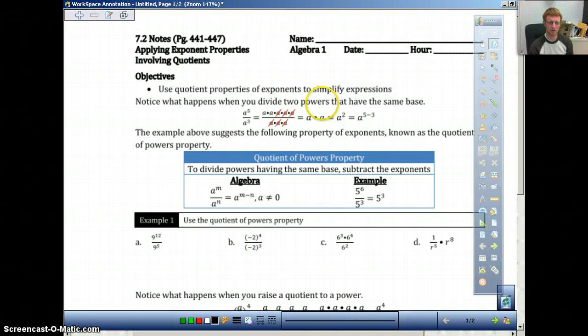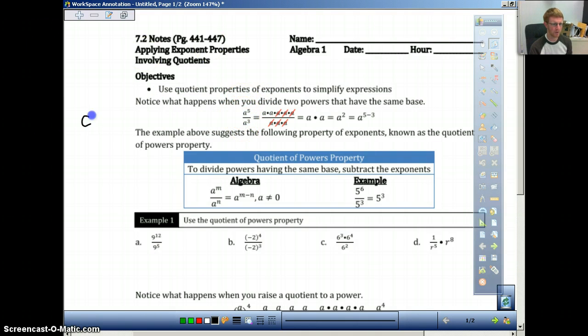So some of the same things are going to apply, and I recommend, again, very, very important, try not to memorize these rules as much as understand logically why they work. Let's just get right into it. So here we have a quotient property. Again, notice the bases are the same.